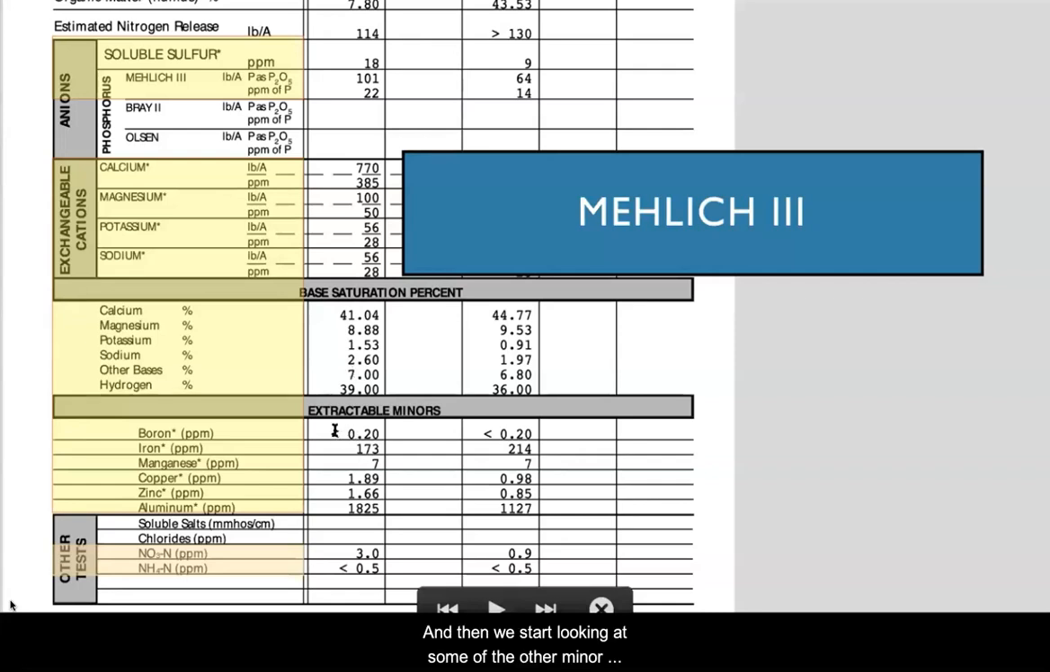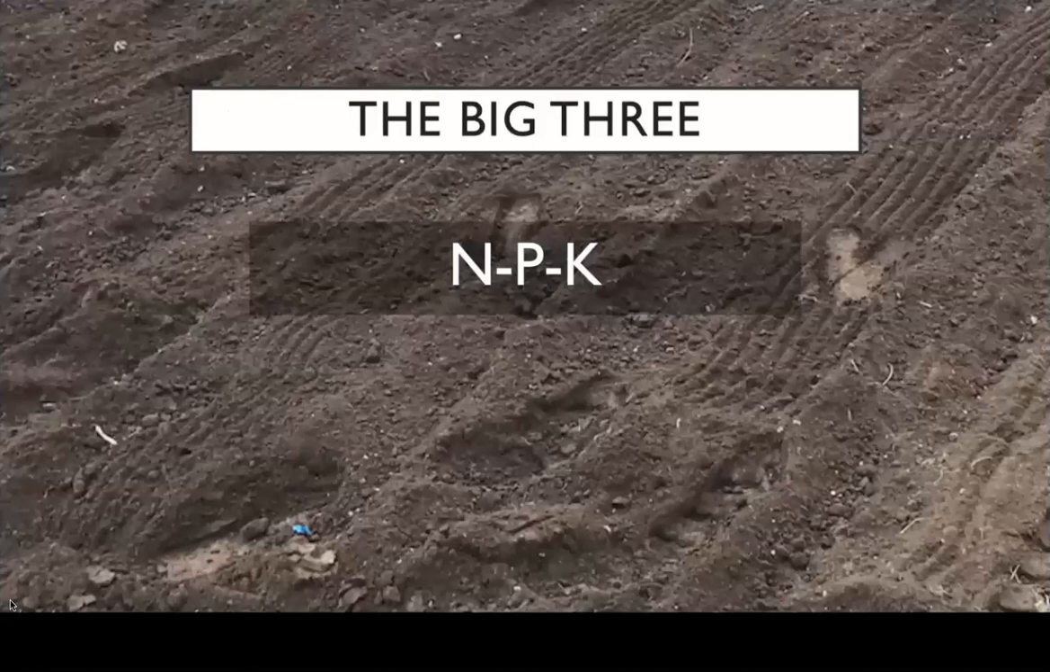And then when we start looking at some of the other minor nutrients that are available in the soil: boron, iron, manganese, copper, zinc, aluminum, and then of course one of the macronutrients, a very important one, is nitrogen. So those are some of the things we're looking at, and a lot of those numbers come from the Mehlich 3 method.